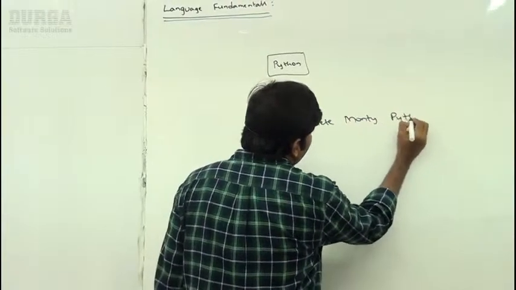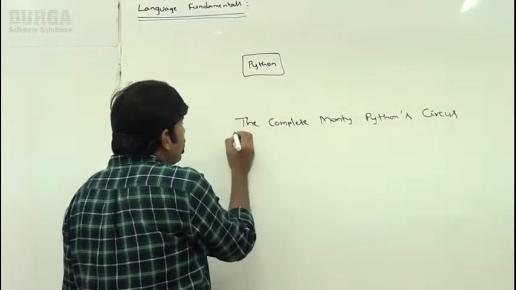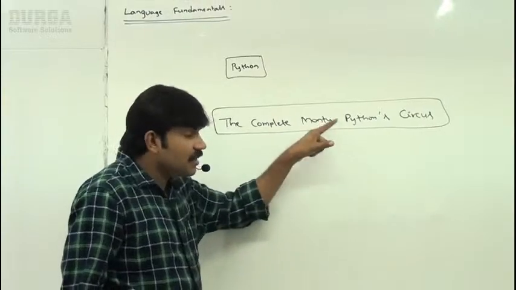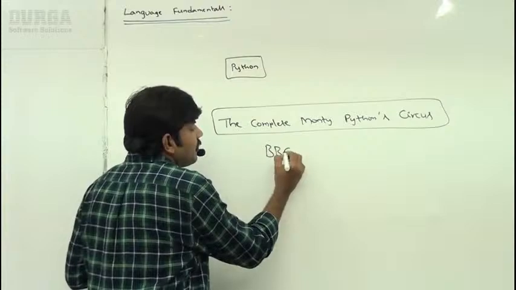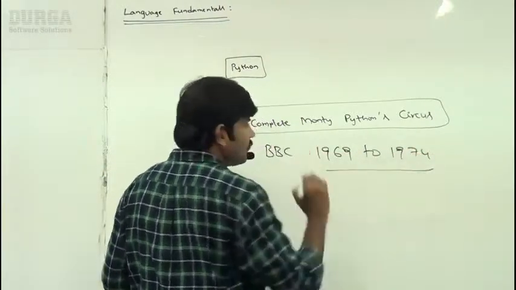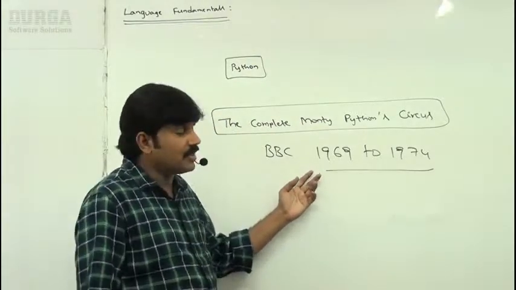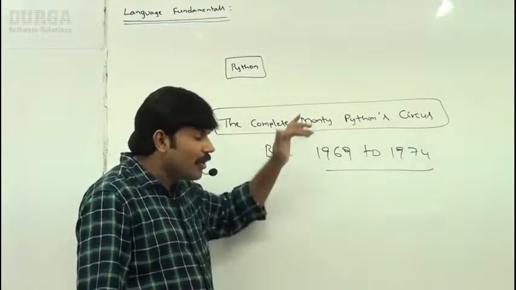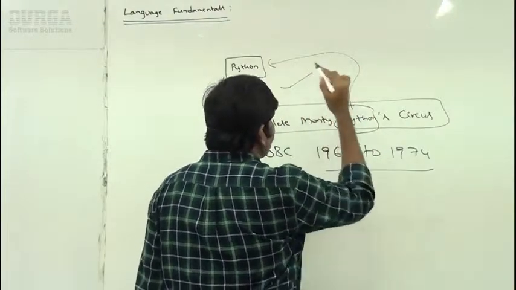The Complete Monty Python's Circus. The Complete Monty Python's Circus, okay? Sir, do you know, this is the comedy show which was broadcast on the BBC from 1969 to 1974. Guido van Rossum was very much impressed with this show. So it's a fun show. From this, he selected the word Python for our programming language.